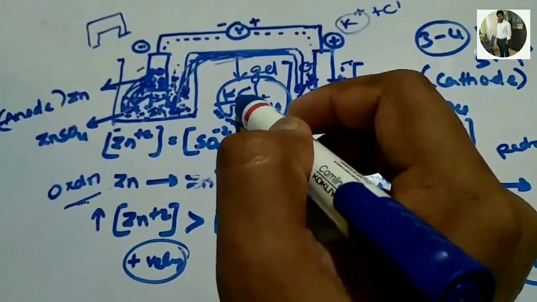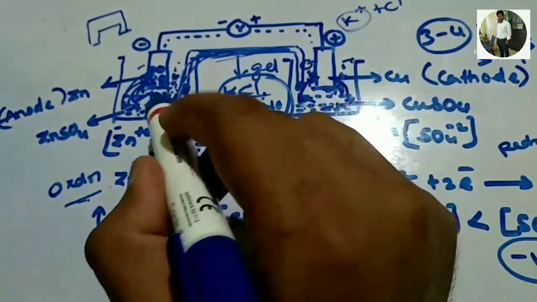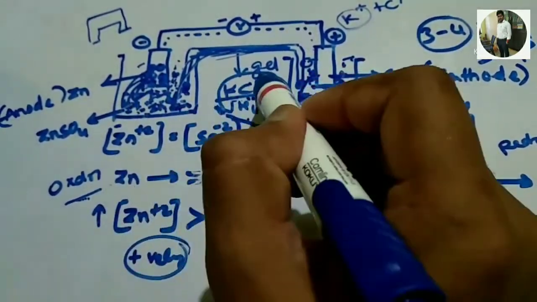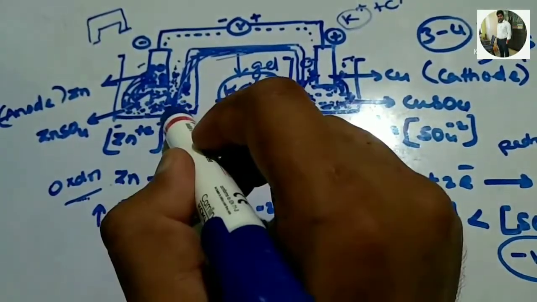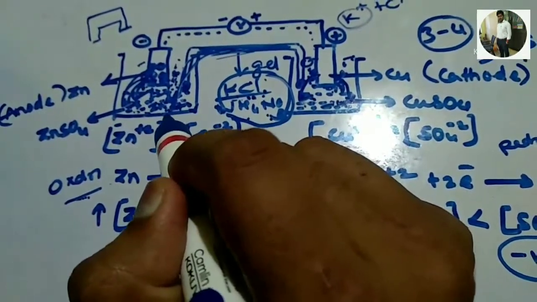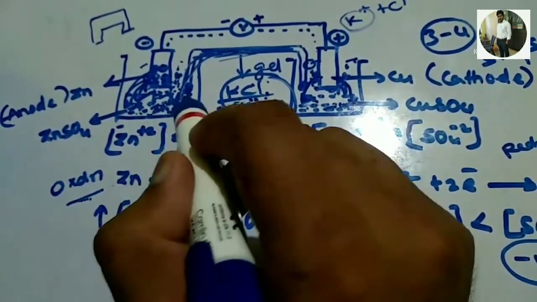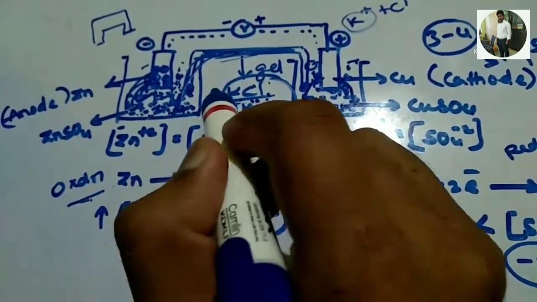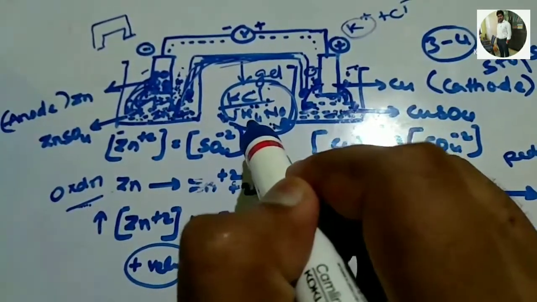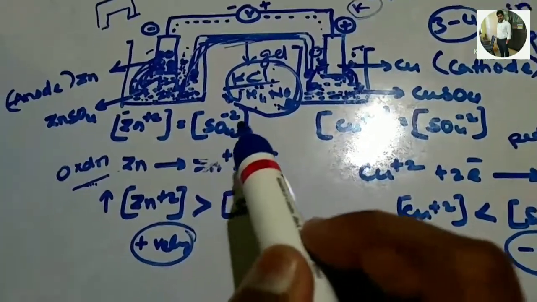Why am I saying inert? Inert means unreactive. This electrolyte should not mix with the other electrolyte, but they will maintain electrical neutrality. Positive and negative will get attracted, but they should not mix. That's why we are using the inert electrolyte. So this is the significance of the salt bridge.